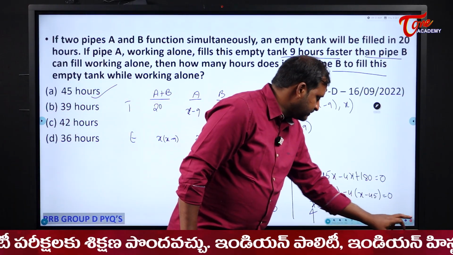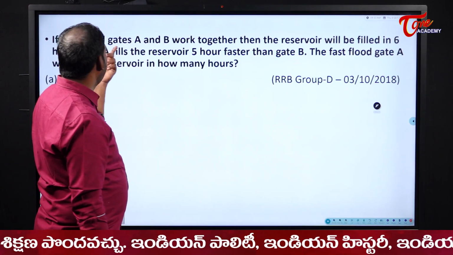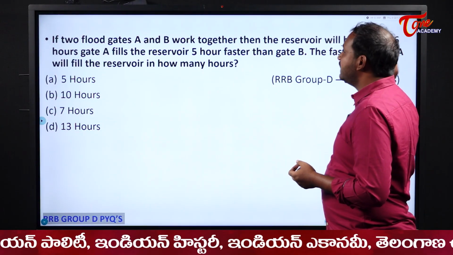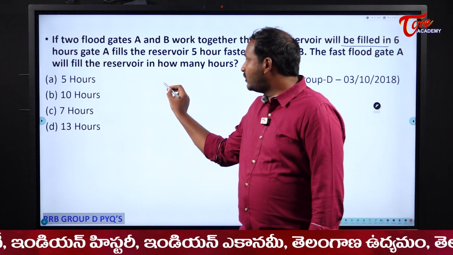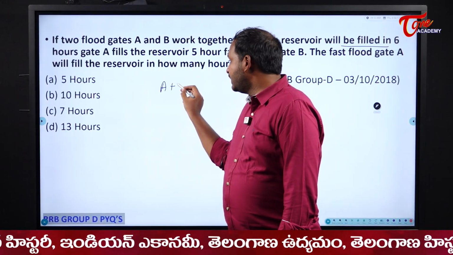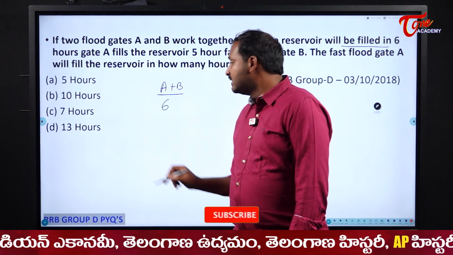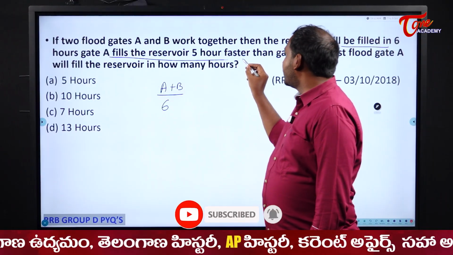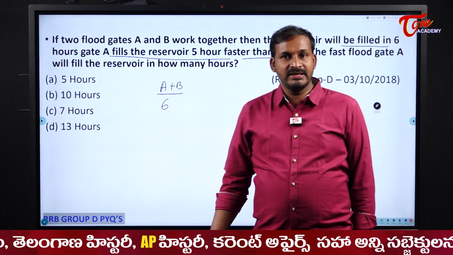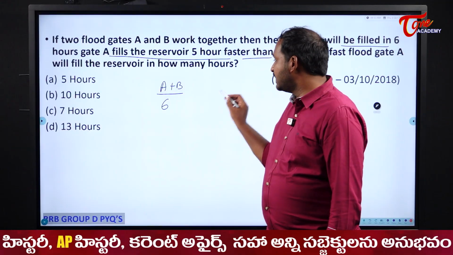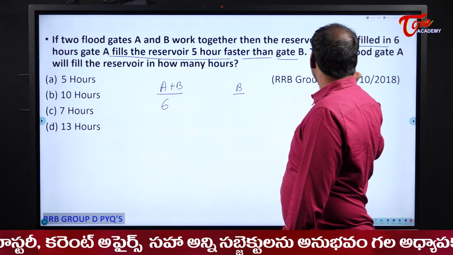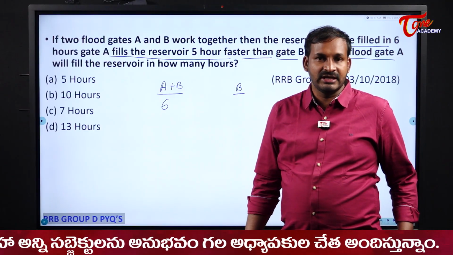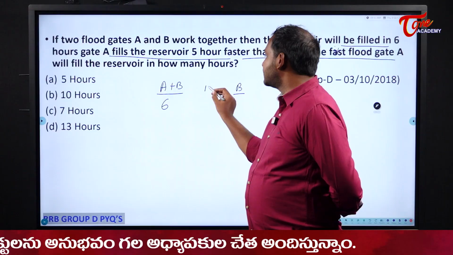Okay, next one. See here, if two floodgates A and B work together, then the reservoir will be filled in 6 hours. Okay, there are two floodgates A and B. When they work together, the reservoir will fill in 6 hours. A fills the reservoir 5 hours faster than gate B, similar to our last one. Then the first floodgate A will fill the reservoir in how many hours? So they are asking us about A, right?